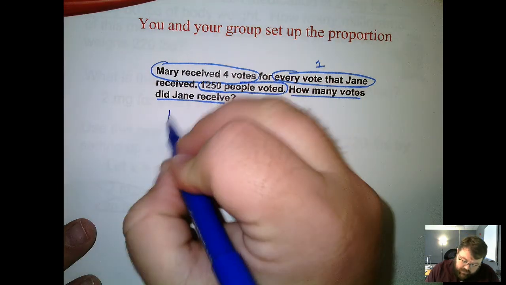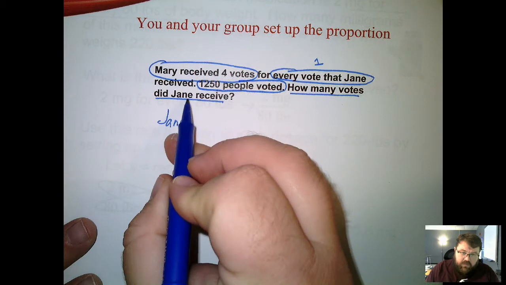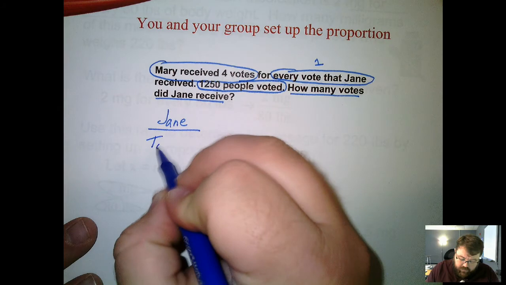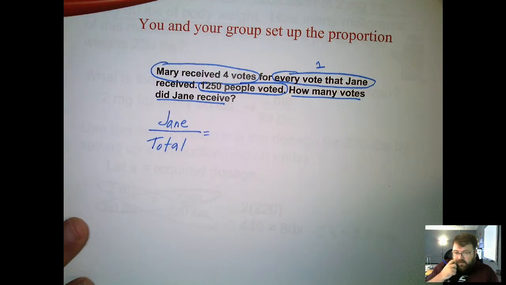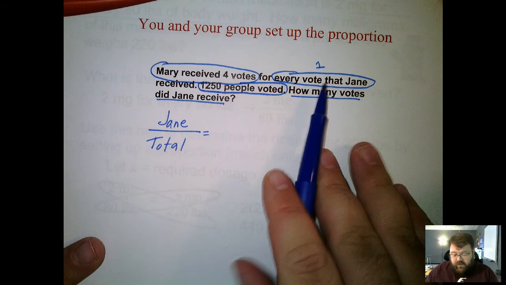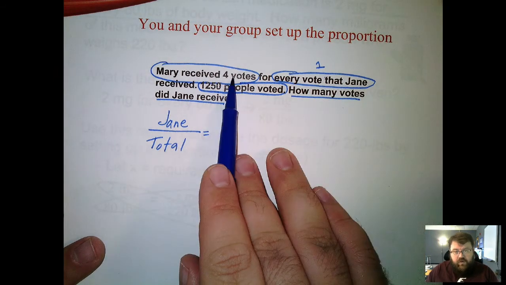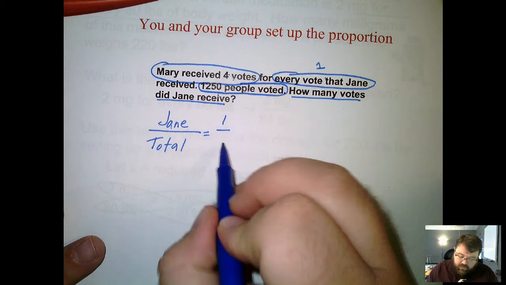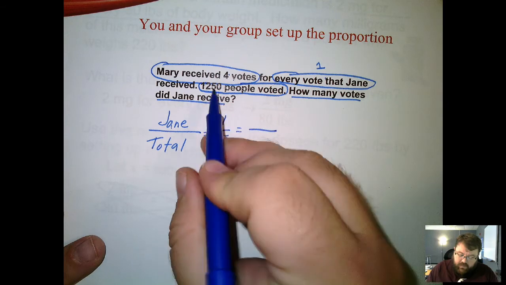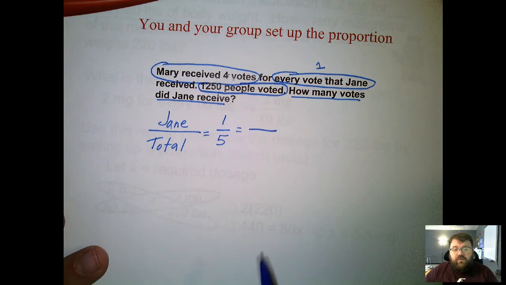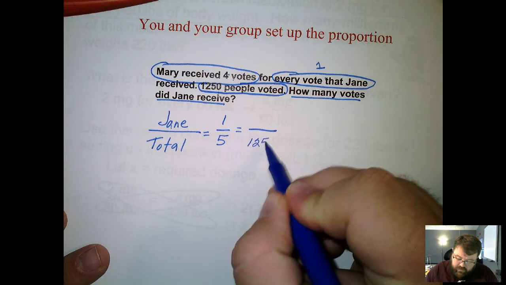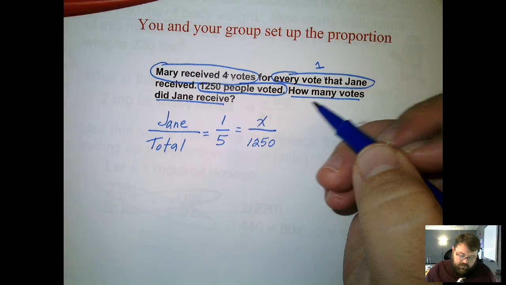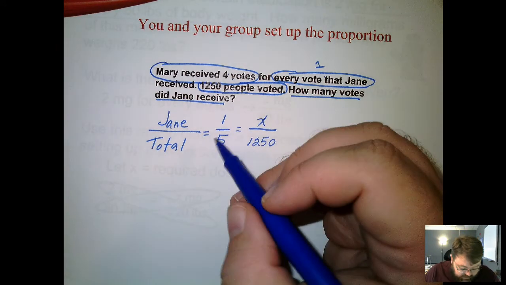So I have Jane, and I want to know people. So total number of people. Now if I look at my given ratio, Jane got 1 vote, Mary got 4. So for Jane, it's 1 vote. The total, 4 plus 1, is 5. My question was 1,250 people. So that's going to be this. Now I put X here. Now you should be able to solve it once you have it set up.